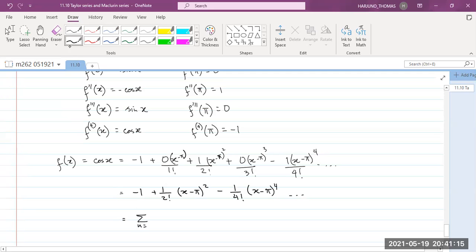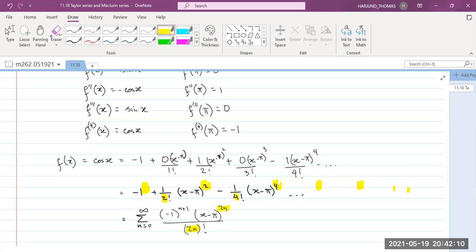So the series, I will start from 0, but we start from negative, so this will be n plus 1 here. Then it will be x minus pi to the 2n over 2n factorial. See, the exponent for x minus pi goes 0, 2, 4, 6, 8, and on, so it's following 2n, and the denominator is following the exponent factorial, right? So that will be the expansion.